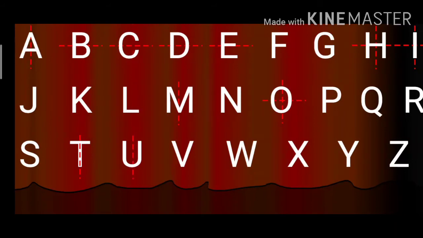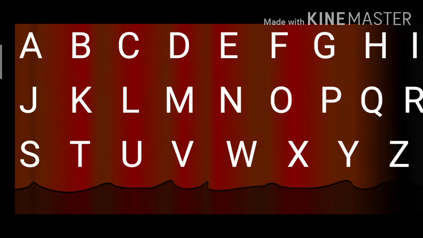In letter S, there is zero line of symmetry. In letter T, there is one line of symmetry. In letter U, there is one line of symmetry. In letter V, there is one line of symmetry. In letter W, there is one line of symmetry.